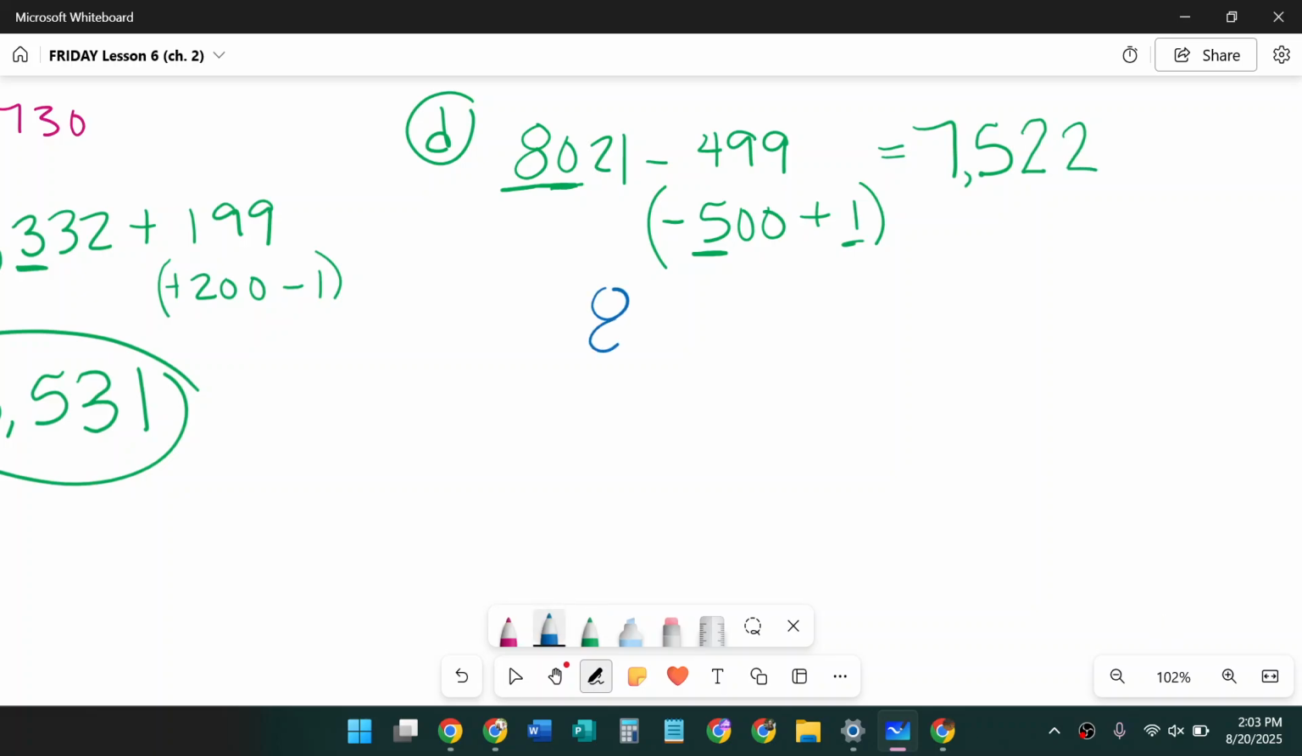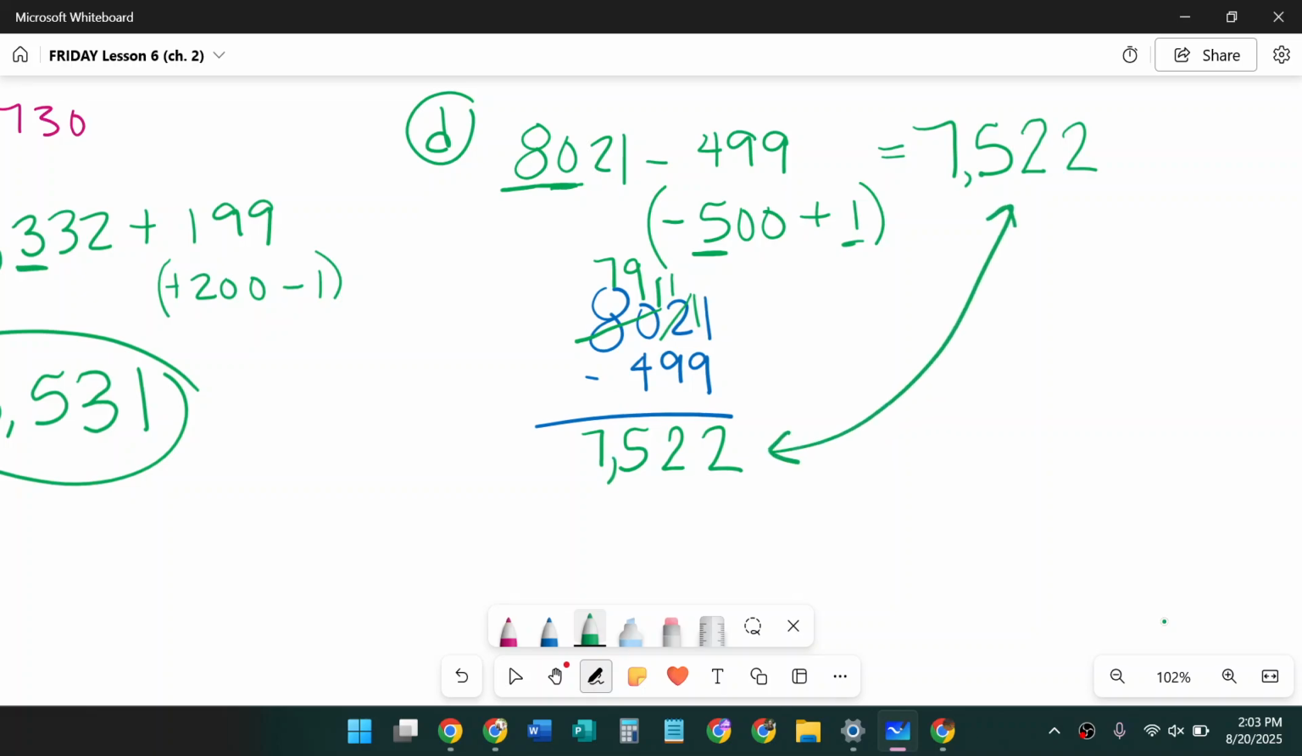I could also have done this with the stack method, like this. So 1 is not enough, so I take 1 from here and regroup it. It gives me 2. Now I'm stuck again. I don't have enough. I'm going to mark out the 80 all at once and call it 79. And then I can give one of my hundreds as 10 tens. So 11 minus 9 is 2. 9 minus 4 is 5. And then 7 doesn't have anything to subtract. And you see, we get the same answer. Whichever method works best for you is fine.